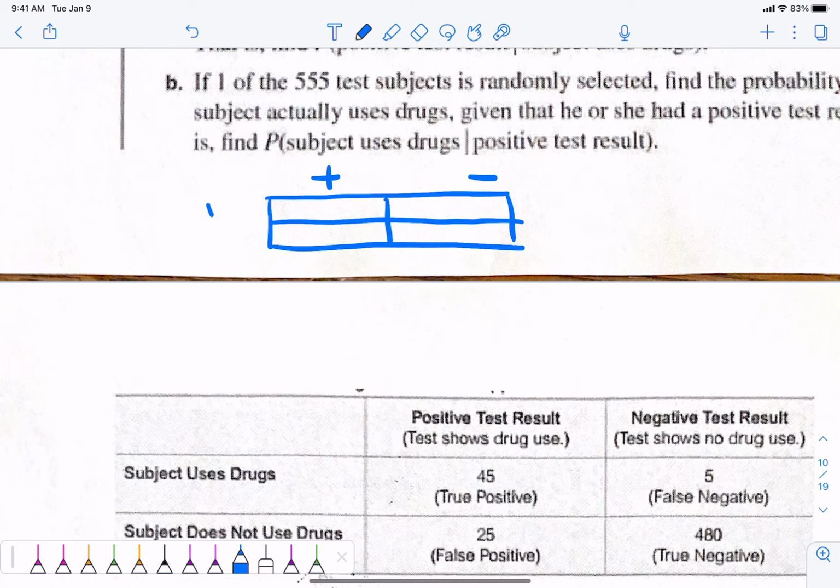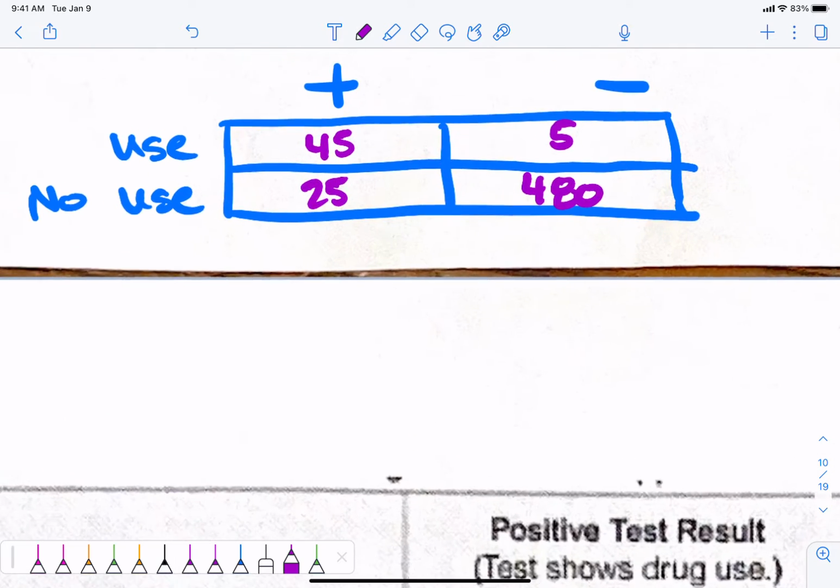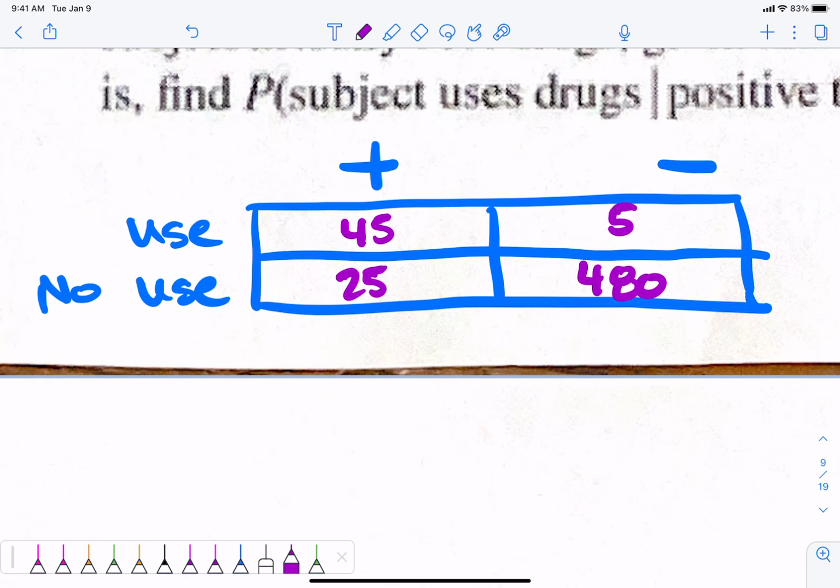Plus, minus, and then we have use and no use. We're talking about drugs again. They do some really crazy examples here. All right, so 45, we have 25, we have 5, and we have 480. And then we're going to do some totals. Just put this at the bottom of your sheet so you don't have to keep flipping back and forth. It's a really small table. Okay, let's add some stuff.